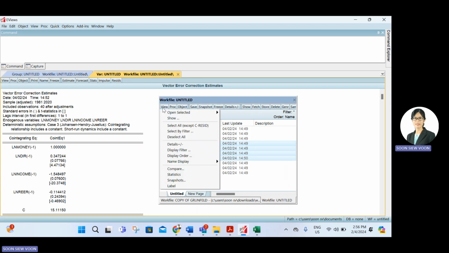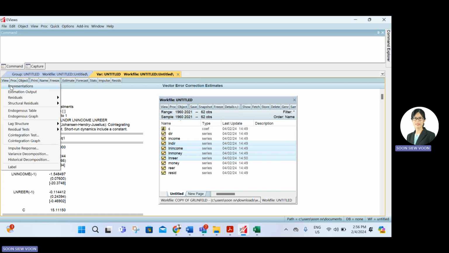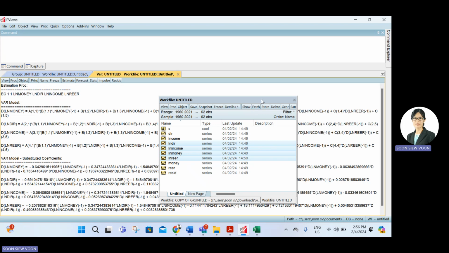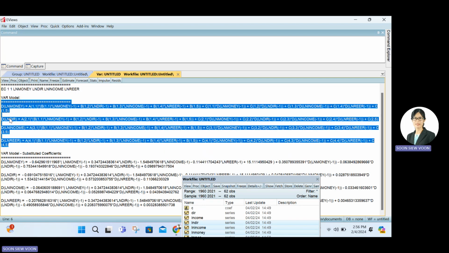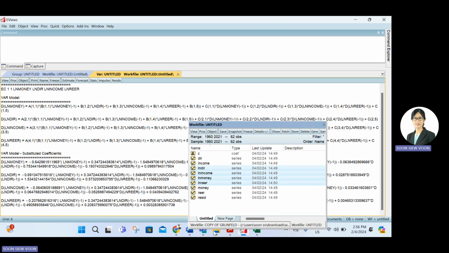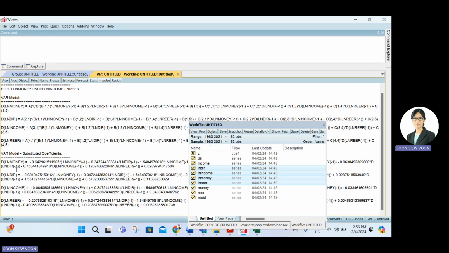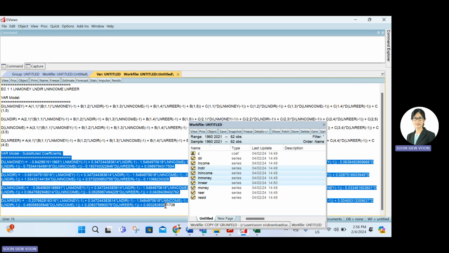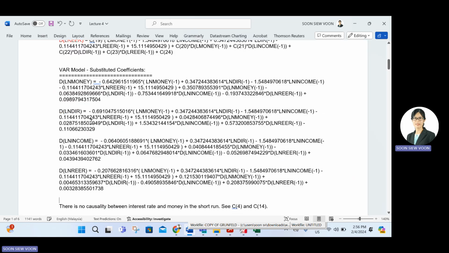So I want to double confirm, go to the view, and then no, go to this one, sorry, go to the view here, representation. Once you click on the representation, this is the VAR model we discussed, and what we are interested in is this one, the VAR with the substitute coefficient. You can copy this one and paste it in the previous output here, so it's easy for me to refer.